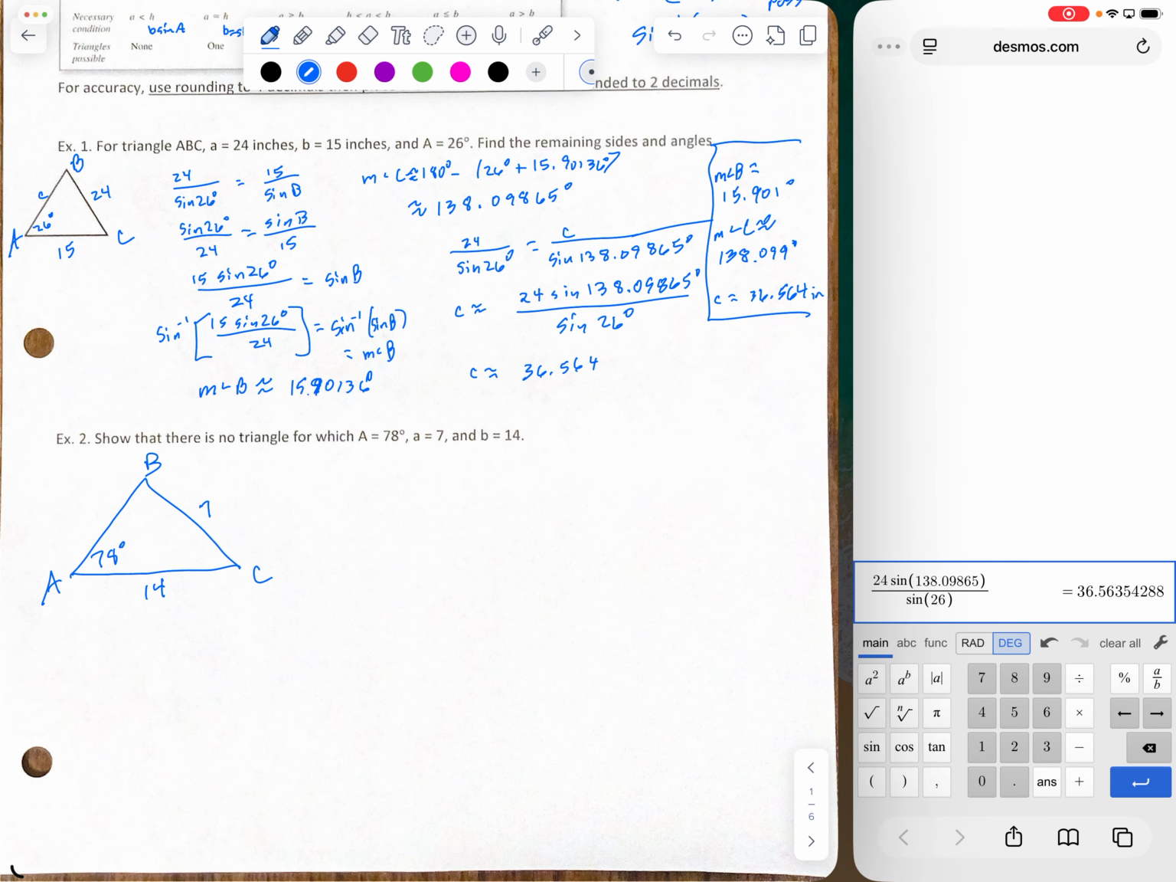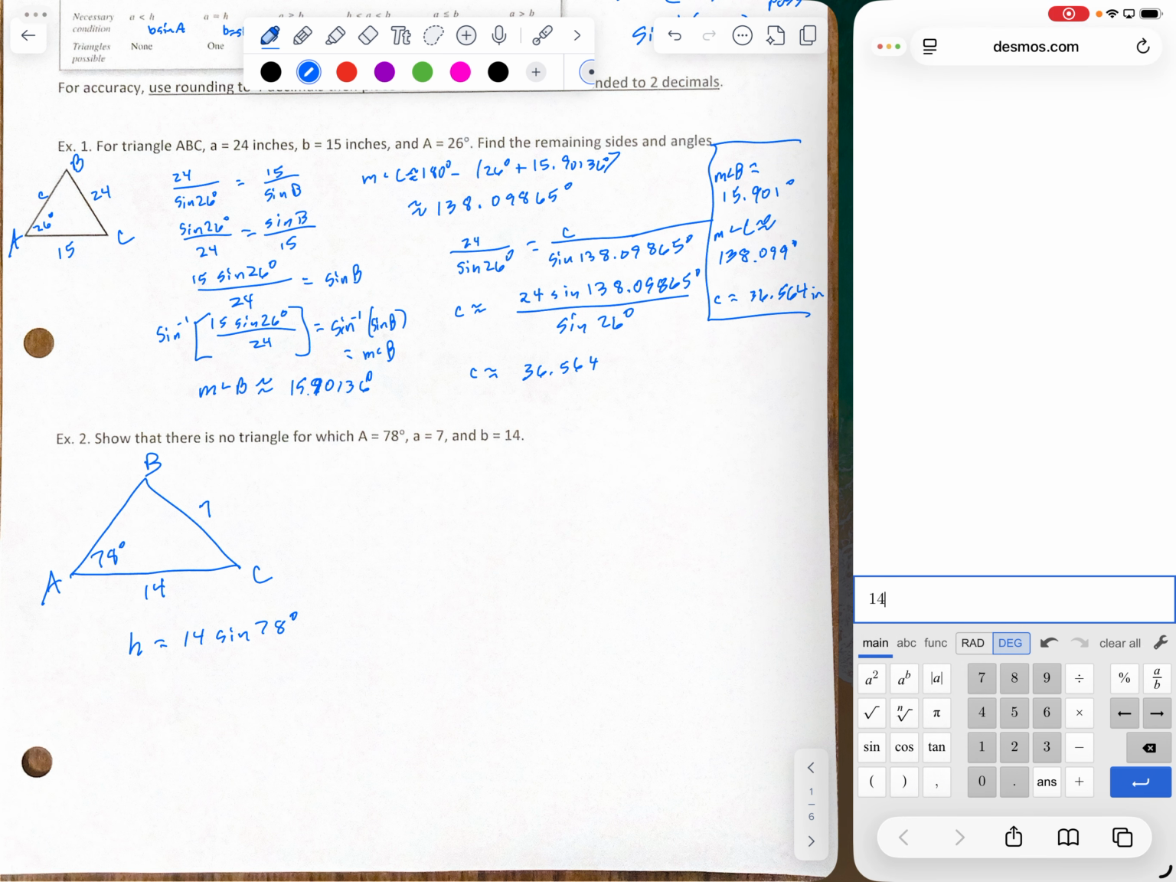The reason why it's not working is this is not possible. This is not in the domain of an inverse sine. Sine's range goes from -1 to 1, so the domain of the inverse is -1 to 1. There is no angle whose sine is bigger than 1 or less than -1. And so this is not possible.